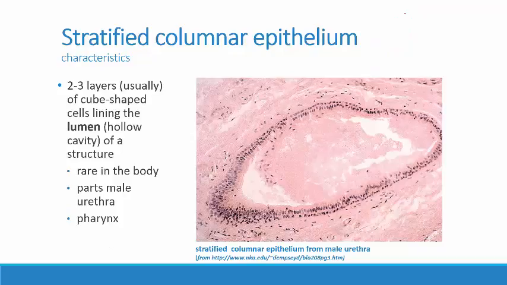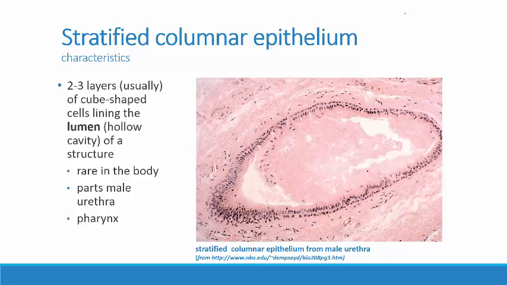Stratified columnar epithelia are also relatively rare in the body, and usually found with only 2 or 3 layers. Again, because the cells are so deep, it's difficult to get nutrients up to the apical surface. They also line the lumen of a structure, and are found in the pharynx and in parts of the urethra in males. This is the urethra.